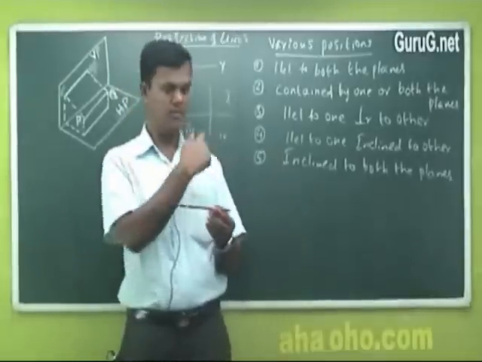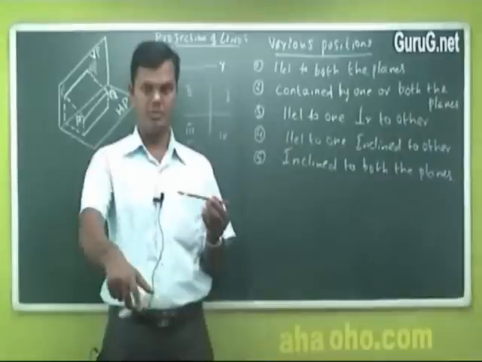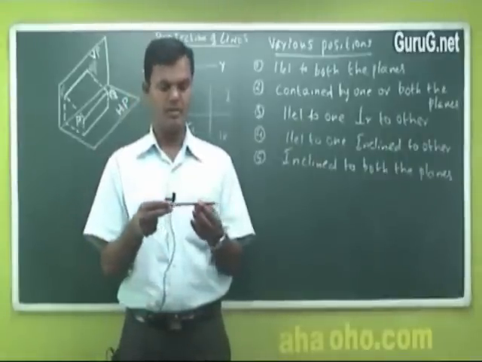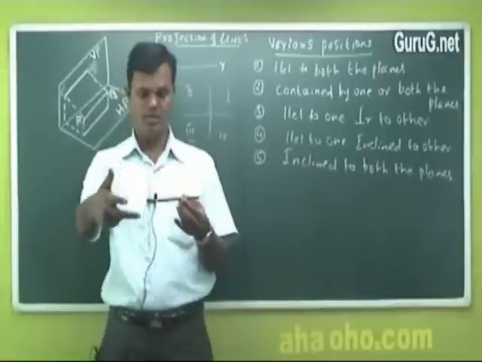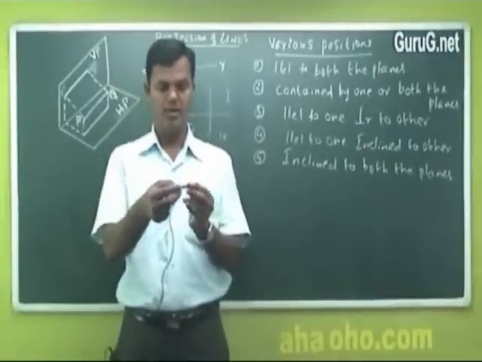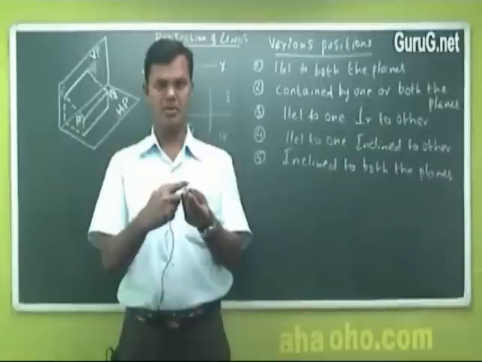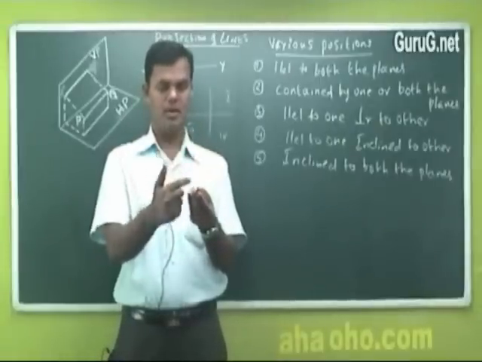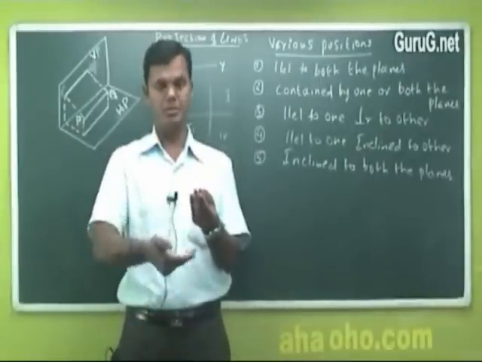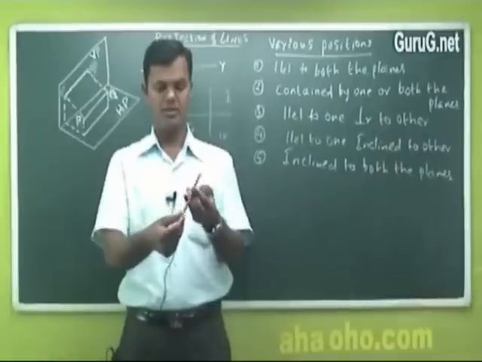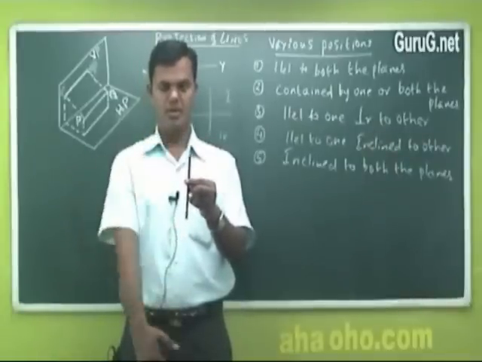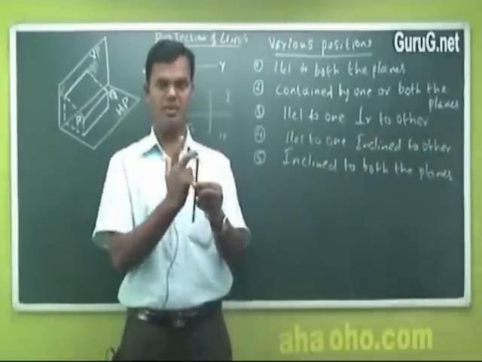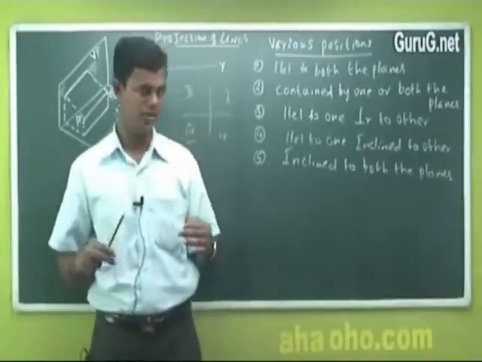You can have this vertical plane VP and horizontal plane HP. Then this line can be parallel to both the vertical plane and the horizontal plane. If you turn it like this, it becomes perpendicular to the vertical plane and still parallel to HP. This is another option. And if you keep it like this, it becomes perpendicular to the horizontal plane and parallel to the vertical plane. These were the three types I told you.